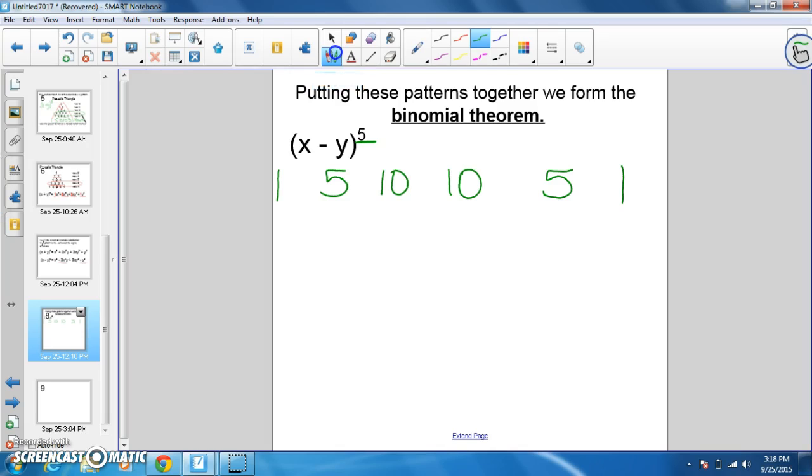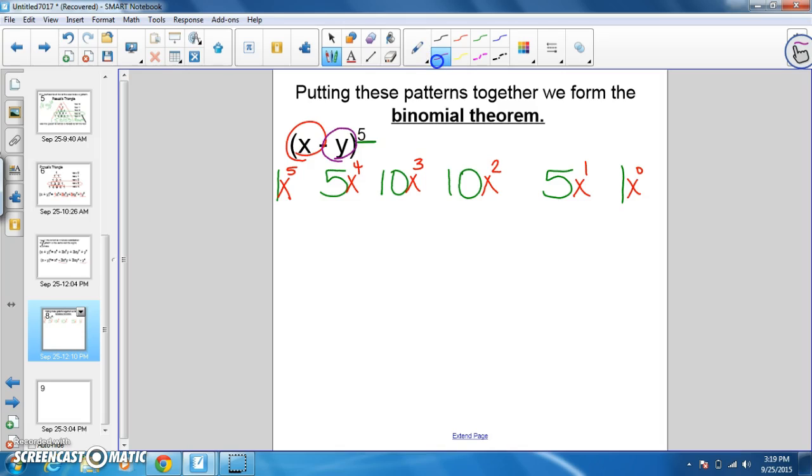Then we said our first term, which is x, is going to start at 5 and go down to 0. So we have x to the 5th, x to the 4th, x to the 3rd, x to the 2nd, x to the 1st, and x to the 0.